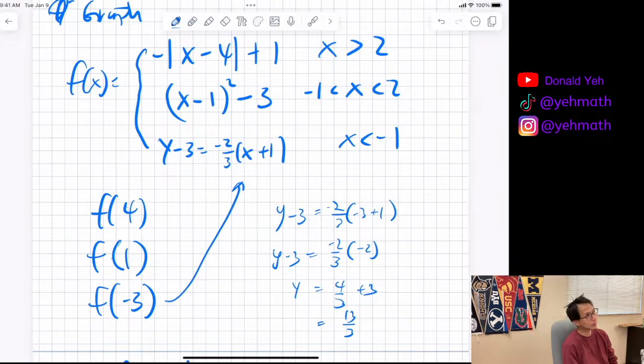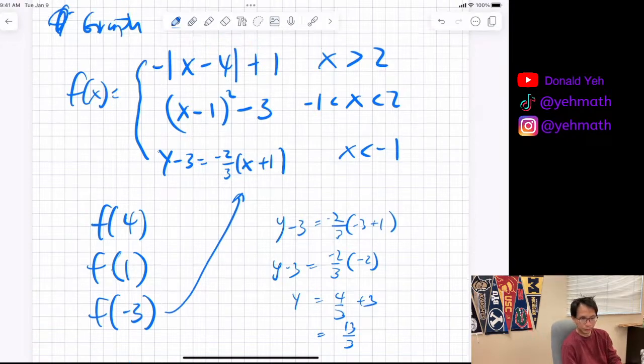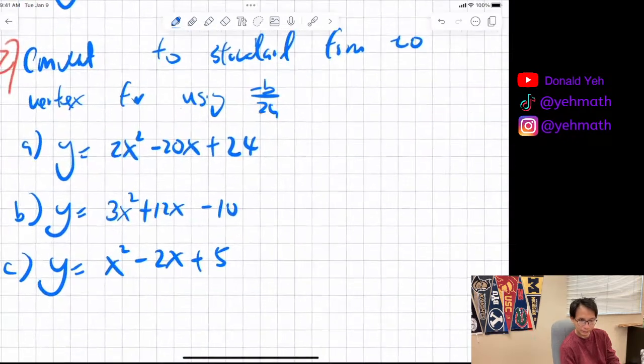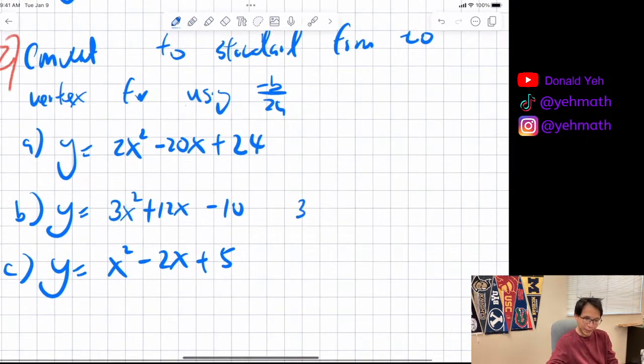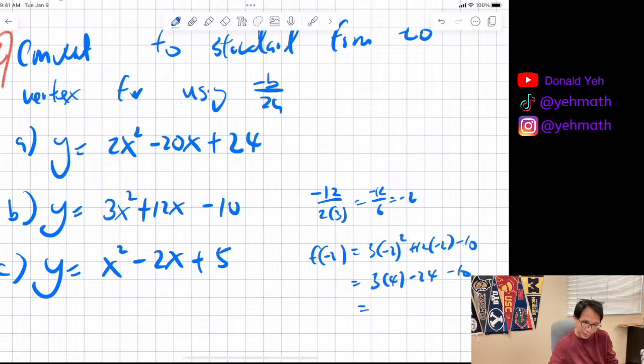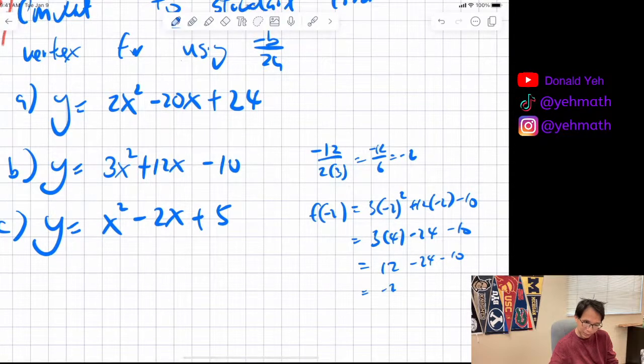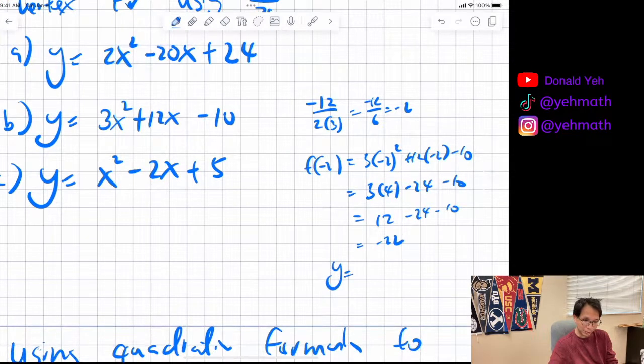Questions? Yes. 2b. Okay, if you factor out 3, wait, 2b. Oh, using negative b over 2a, that's not too bad. Negative b over 2a, b is 12. Negative 12 over 2 times 3. That's going to be -2. That's equal to 12 minus 24 minus 10. And that's equal to minus 22. Did I do my math right? Okay, so then I'll just replace it. 3 times x plus 2 squared minus 22.